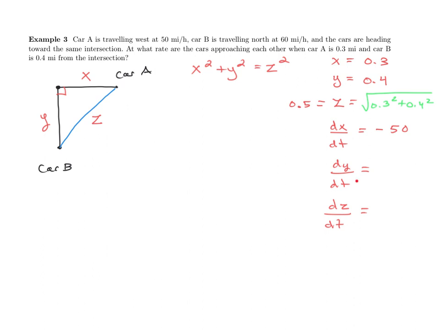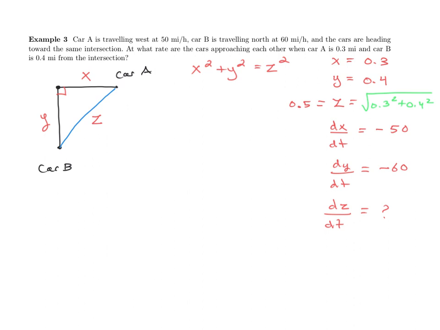dy/dt is going to be how this side is changing. The car is traveling at 60 miles an hour, so it's going to be negative 60. And do we know dz/dt? We don't, and that's okay. This question is actually asking, how fast is this line changing? In this case, it'll be shrinking. So I don't know what the answer is, but I do know it should be some negative number, and whatever that number is will be the answer to the problem.